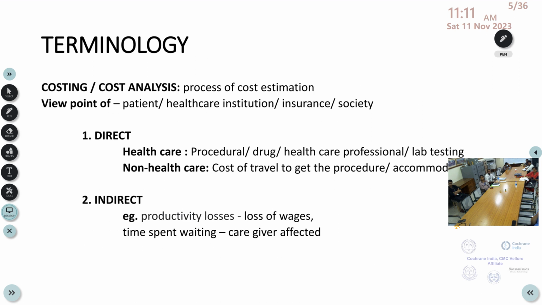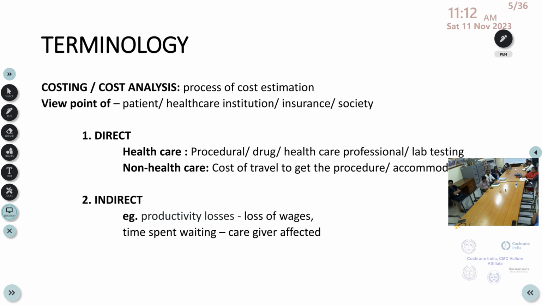So now what is cost? I mean, in English, cost is money. So it's basically just that. Costing is the process of cost estimation, and this process is very important. And secondly, when you look at the viewpoint, a patient's viewpoint of a cost might be different from the insurance, from the healthcare giver's viewpoint, which might be fully different from the societal viewpoint. So that is the viewpoint of this costing.